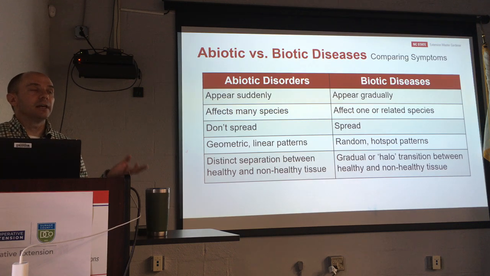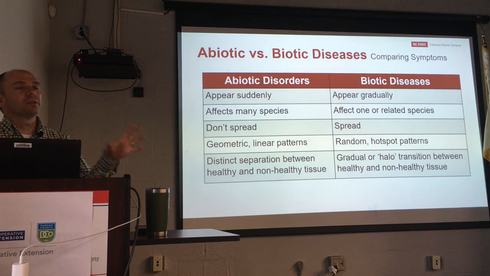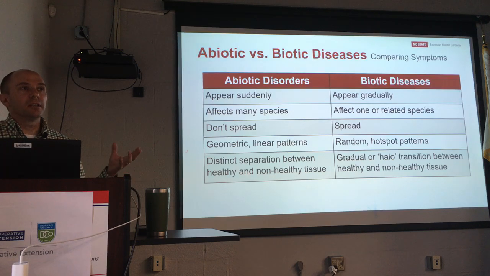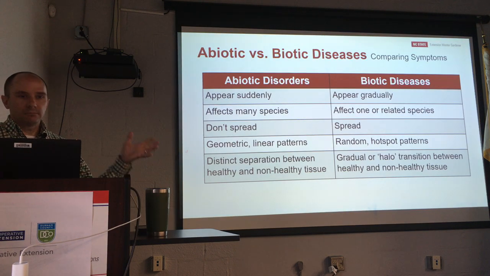However, diseases tend to be host-specific or relatively host-specific. So they're only able to overcome the defenses of a set group of plants, and often those set groups are closely related to each other. Abiotic disorders tend not to spread. Often it's an acute, sudden event that happens once and dissipates, and then the effects of that are seen in the landscape relatively quickly, whereas diseases, as I said, spread slowly.